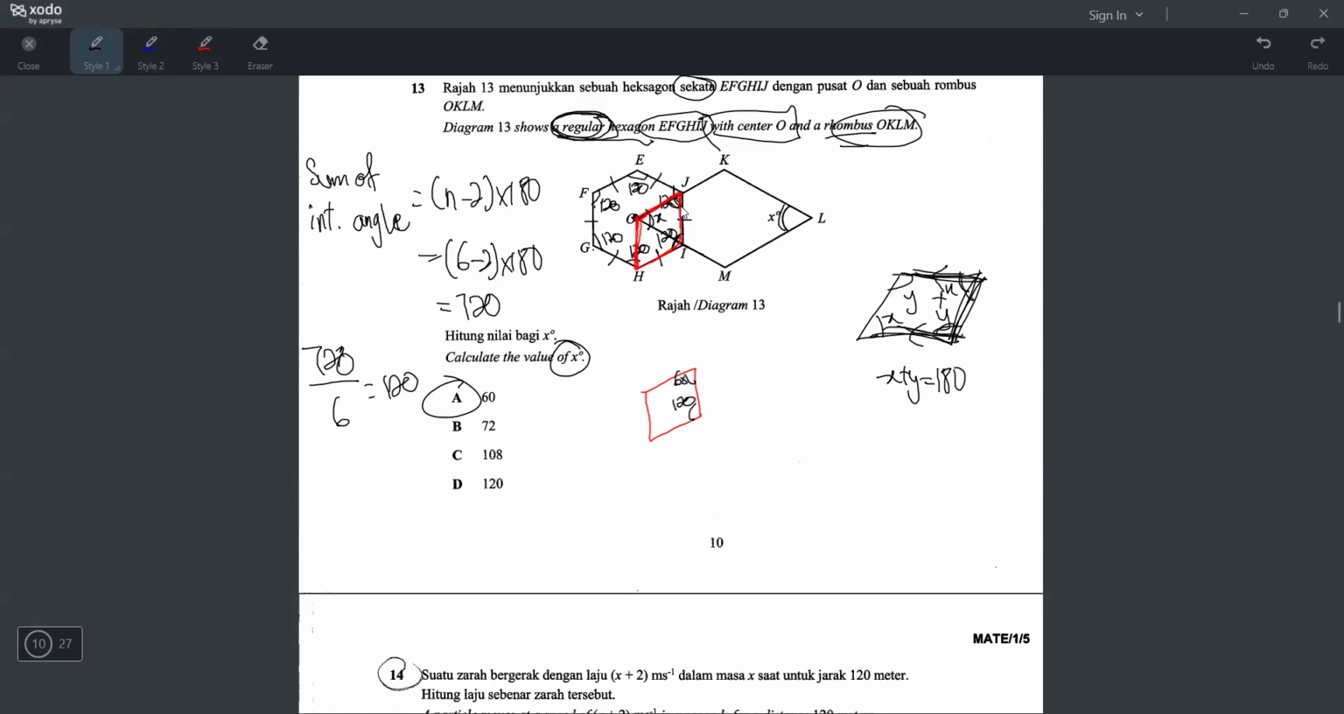And imagine if this is 60, then what is here? 60 also, right? It means the 120 you cut in half, 60, 60 each. Here also you cut in half, 60, 60, right? And then how to get the whole angle here?